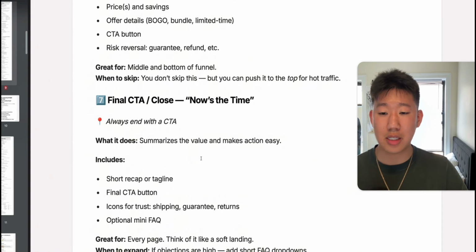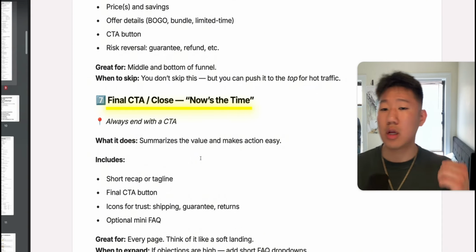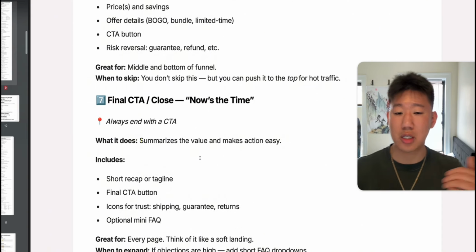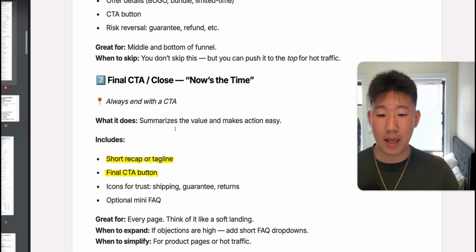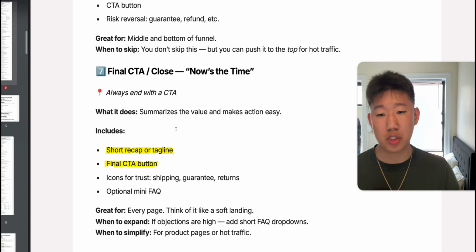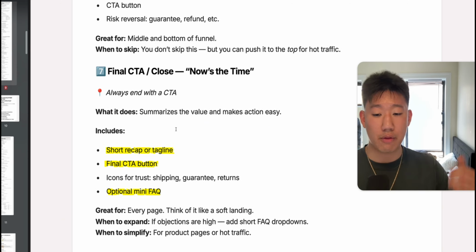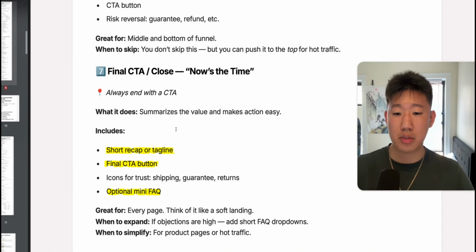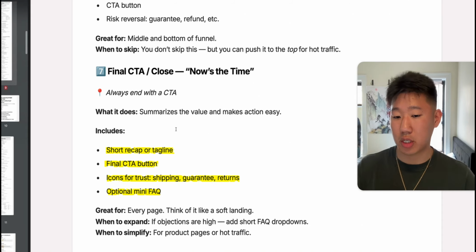And then the last section you can always include is a final call to action close, just to recap everything, summarize the value, summarize what they'll get, and handle any last minute objections like FAQ, frequently asked questions, value props like shipping, guarantees, returns, and stuff like that.